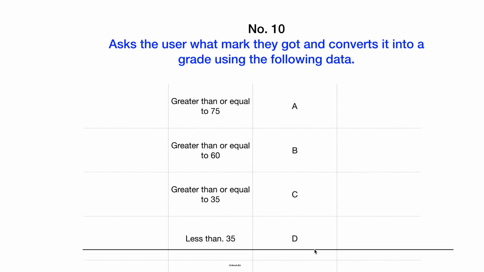Okay folks, we are on number 10. So this is to write a program which asks the user what mark they got and converts it into a grade using the following data. So if they got greater than or equal to 75, they got a grade A. Greater than or equal to 60, they got a grade B. Greater than or equal to 35, they got a grade C. And less than 35, they got a grade D.